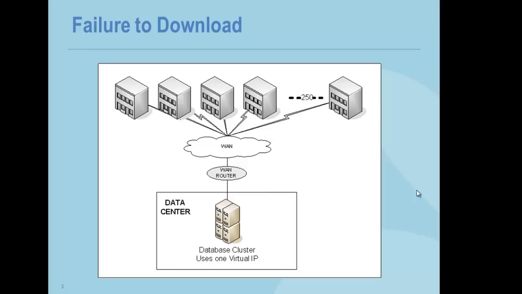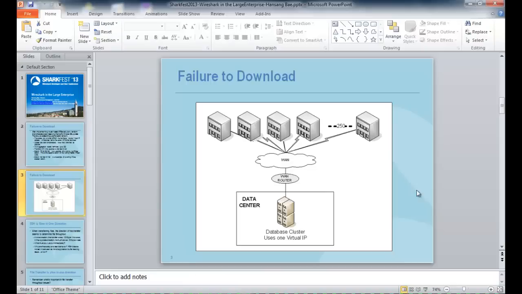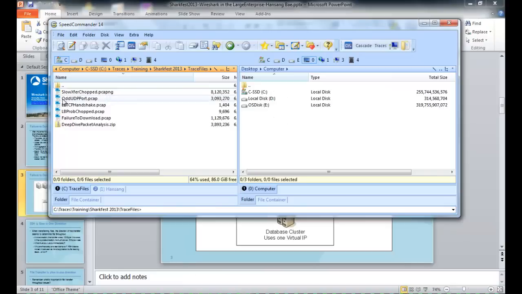Okay. So it was like 11 o'clock at night. Bang! The mainframe starts updating every branch. And again, random failure. Okay. So why is that? Let's take a look at the packet capture and see if we can figure it out.